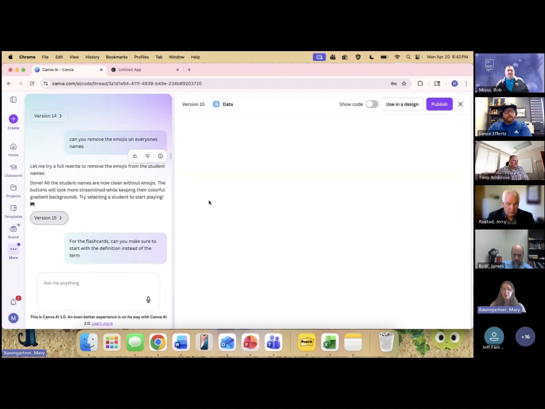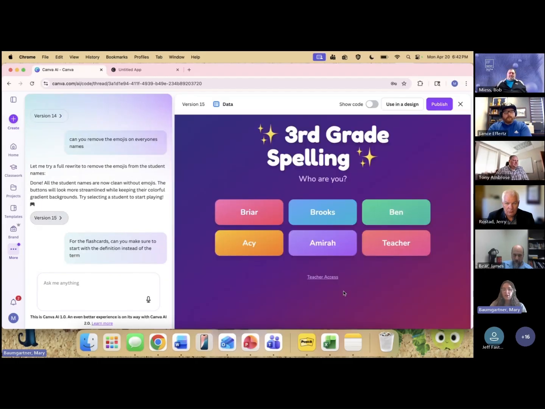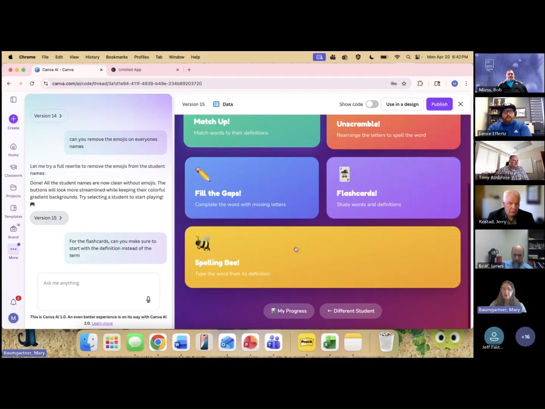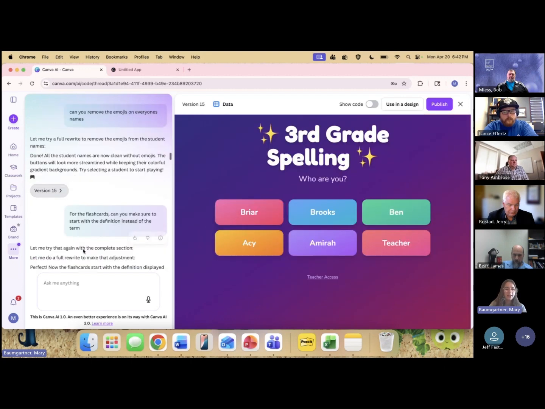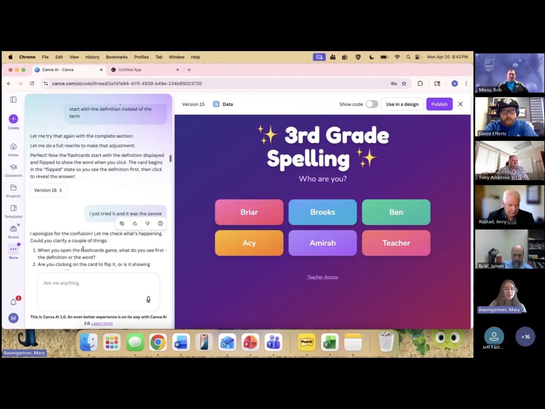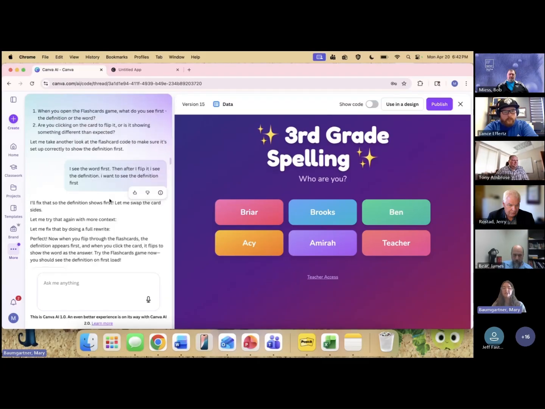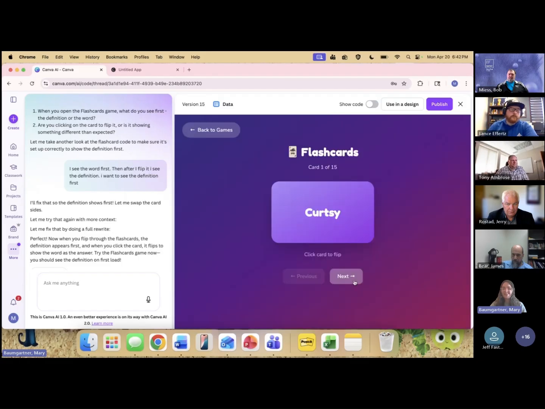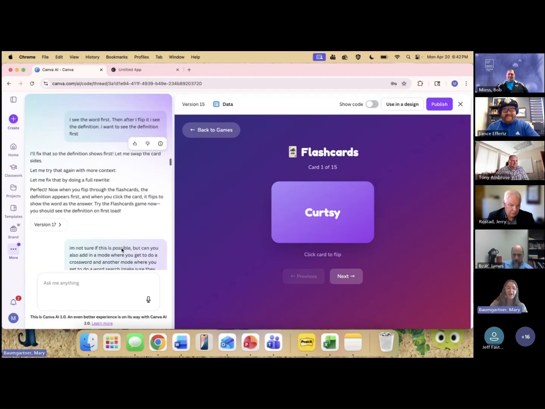And so I got rid of the emojis by this version. And this is what that looked like, just the same as the other ones, but mine had all 15 words instead of just the 8. And then I noticed, I think it's super important: if you're gonna give something to your students to be working on, you have to try it out first. And the flashcards, it was giving the word first, and that was not the point at all. So I had it fix that, and it took a while.